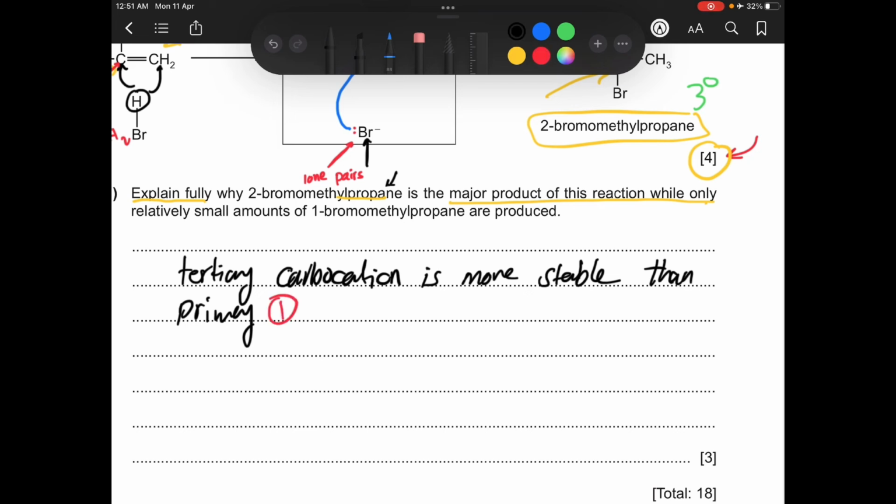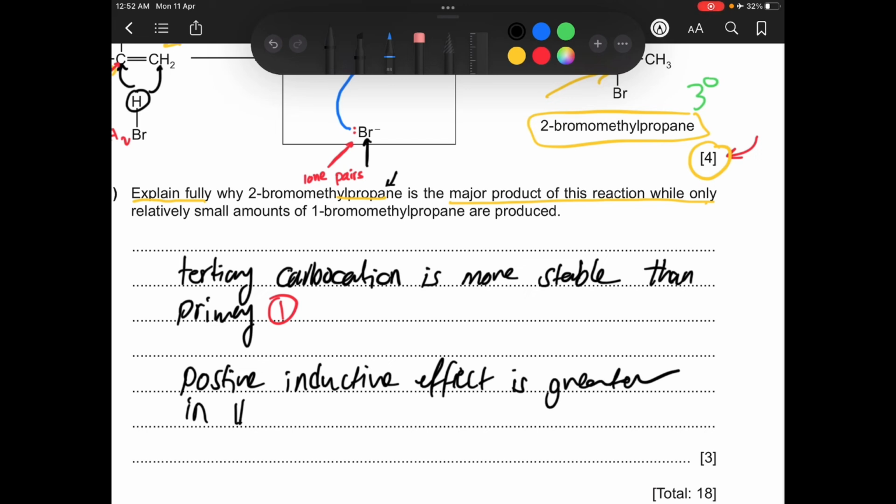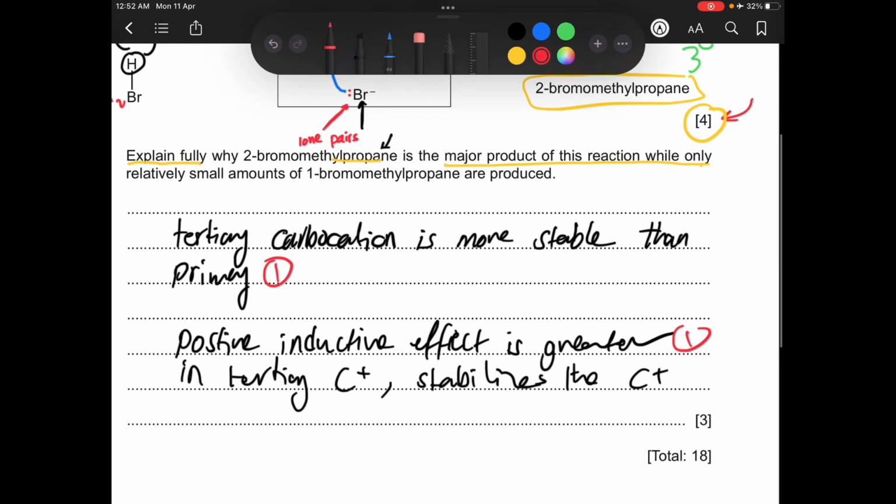And the second answer, you have to clarify why, because we have something called positive inductive effect, which is greater in the tertiary carbocation. That stabilizes the carbocation, and this is the second mark you have to talk about.